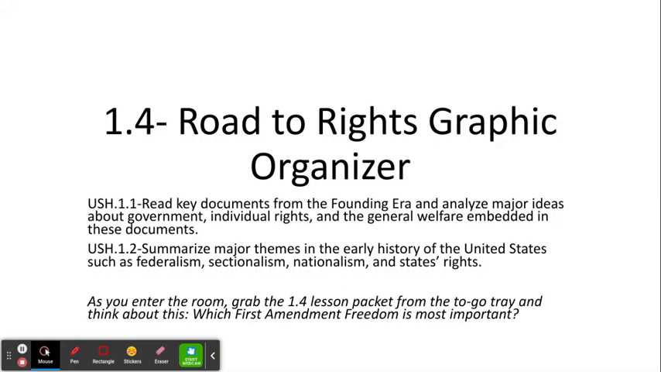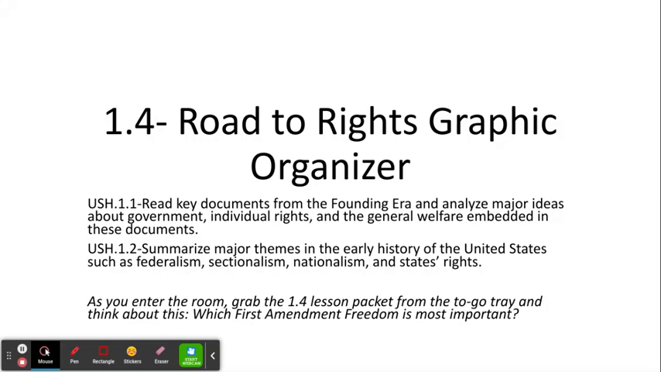So, I'm going to take today off, but what I'm going to try to do is fill you guys in on where our government originally came from. In order to complete this assignment, you are going to need the 1.4 Road to Rights graphic organizer, and it looks like a really big, scary packet. But you are actually going to finish the entire thing today before you leave, and there won't be any homework.